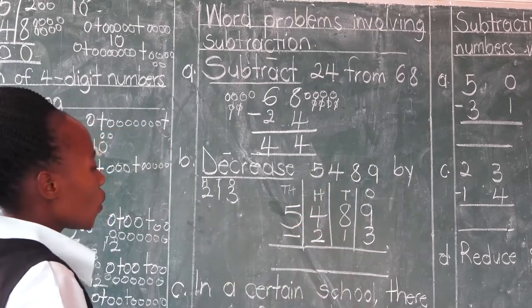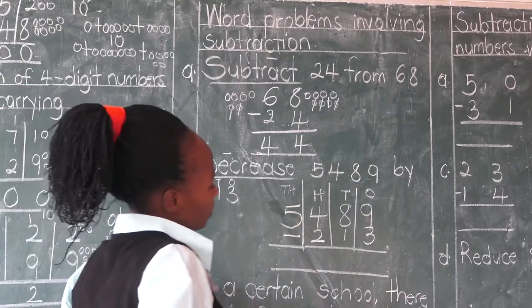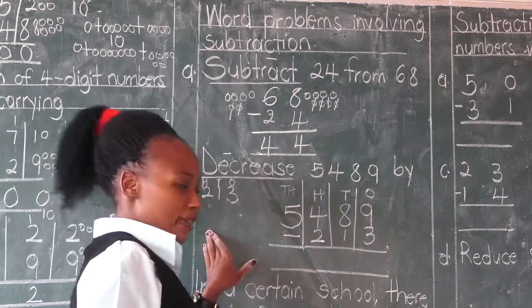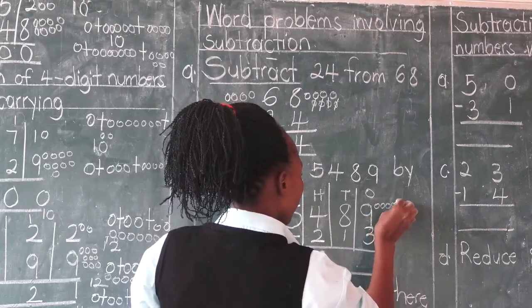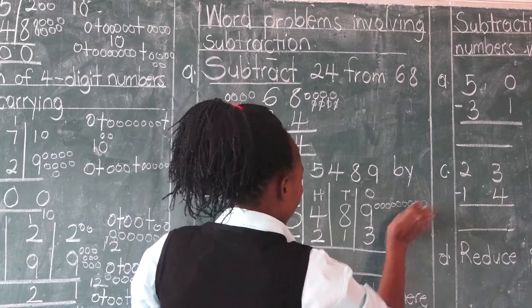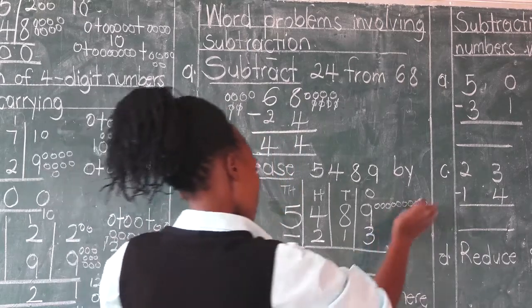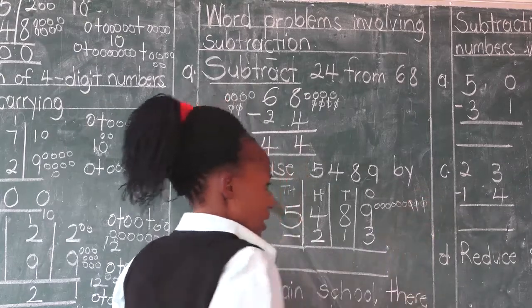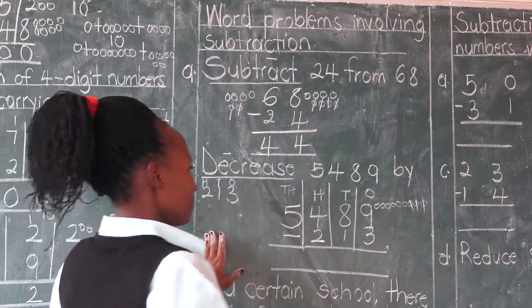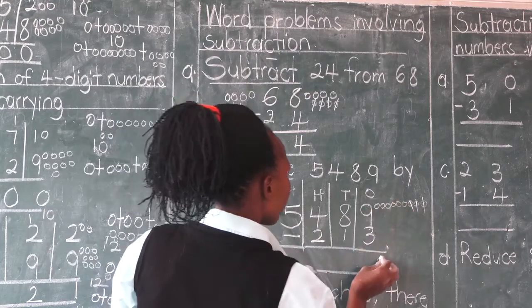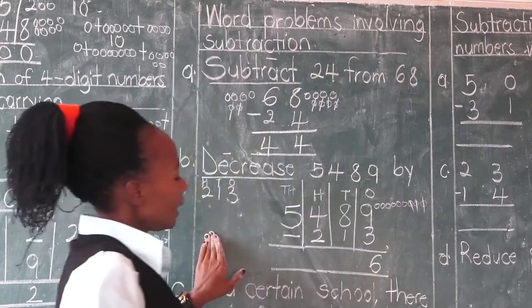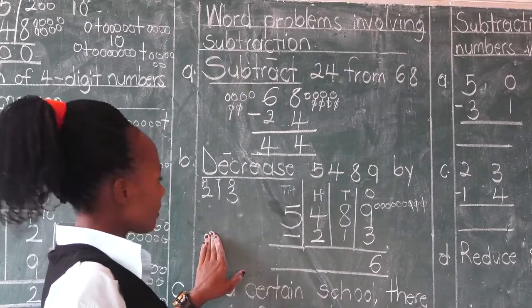Then we come to ones. Under ones, we have 9, take away 3: 1, 2, 3, 4, 5, 6, 7, 8, 9. Take away 3: 1, 2, 3. How many have remained with? 1, 2, 3, 4, 5, 6. Okay, now let's go to the next place value, which is tens.